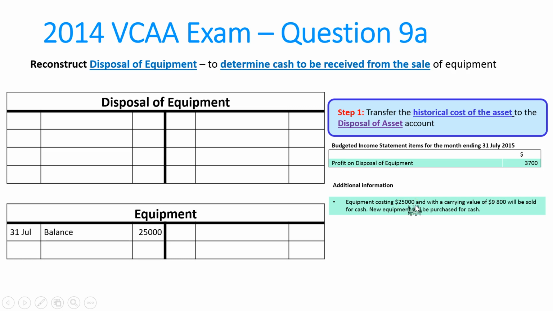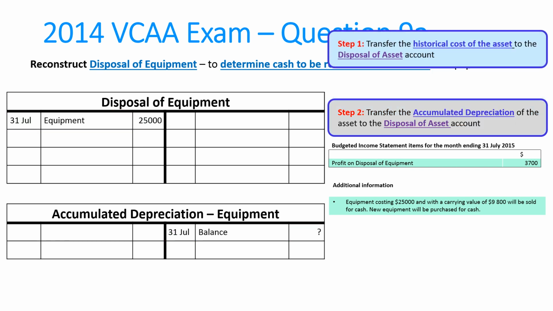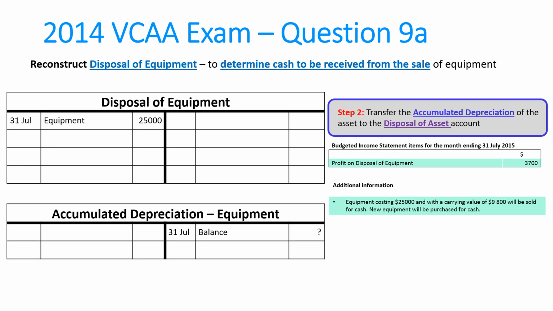So I know there's an equipment ledger with 25,000 in it, and I'm going to sell that. So what's going to happen is that's going to decrease on the credit side, so I don't have that anymore. And what I do, step 1 says I transfer that to the disposal of equipment account. Step 2 is transfer the accumulated depreciation to the disposal of asset account, but I've not been told what accumulated depreciation is. However, what I can do is figure it out.